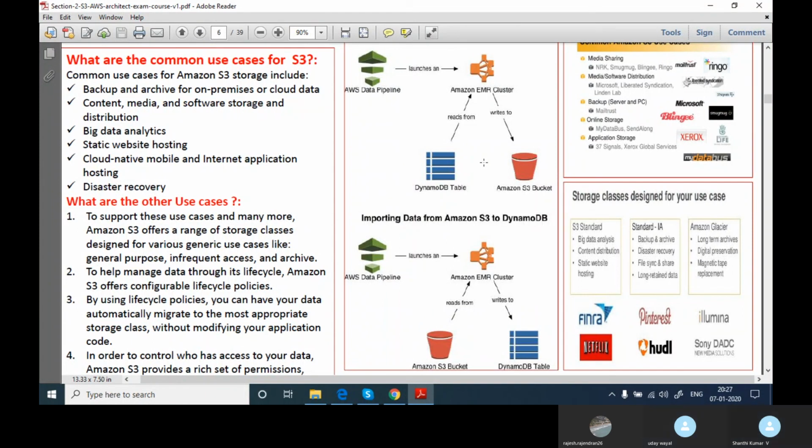So actually, what happened? One fellow who was working on AWS, we were just discussing about S3. So he told me, "Do you know S3 can be used as a database?" So I said, "No, it is not possible. It is just a storage."